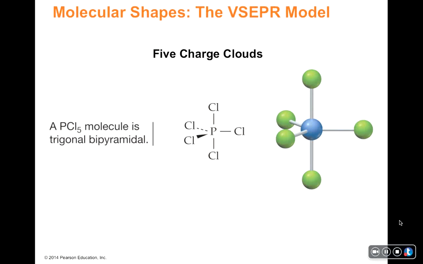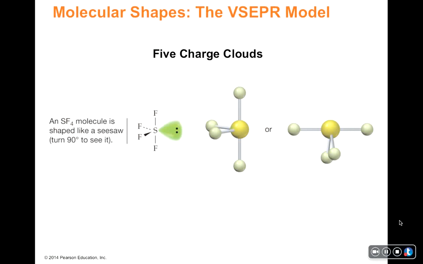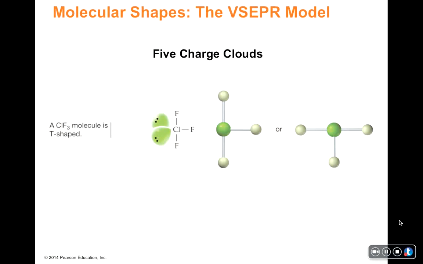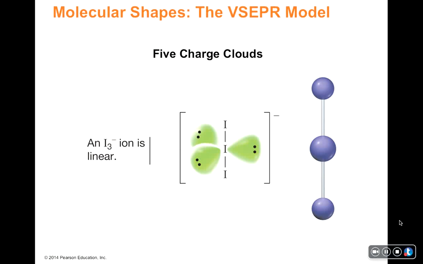So here's an example of one. Again, 5 charge clouds, 5 bonded atoms, and the shape here is trigonal bipyramidal. Here's an example where we have 5 charge clouds, but notice we only have 4 bonded atoms, and so the shape that we end up getting is called a seesaw. 5 charge clouds, 3 bonded atoms, we end up with a T-shaped molecule. And 5 charge clouds where you have just 2 other bonded atoms ends up being linear.